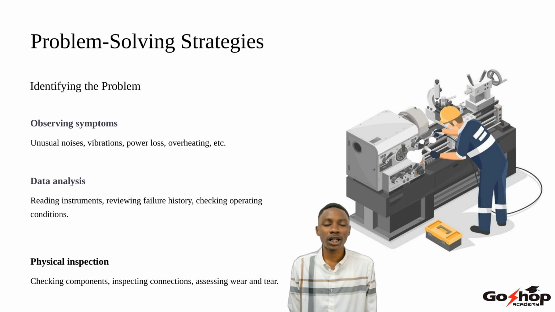The first step in solving a mechanical issue is accurate problem identification, which involves observing symptoms. Pay attention to abnormal noises, excessive vibrations, power loss, or overheating. These provide clues about the malfunction. Analyzing data. Reviewing instrument readings and failure history helps identify trends and anomalies. Considering operational conditions. Understanding whether the issue arises from overloading or improper use. Conducting a physical inspection. Visually examining components, connections, and signs of wear or damage to pinpoint the problem.